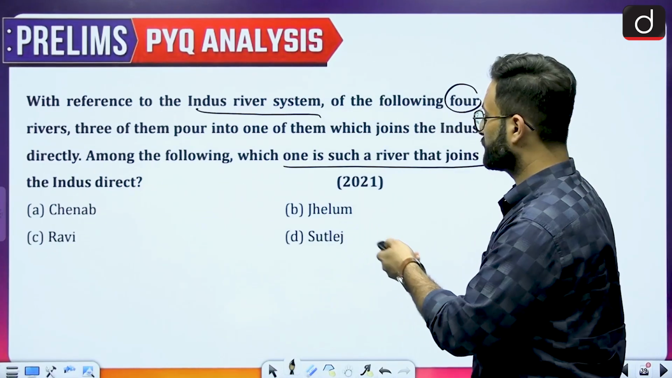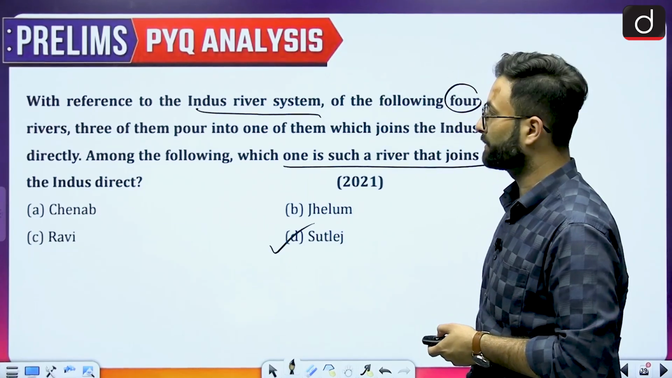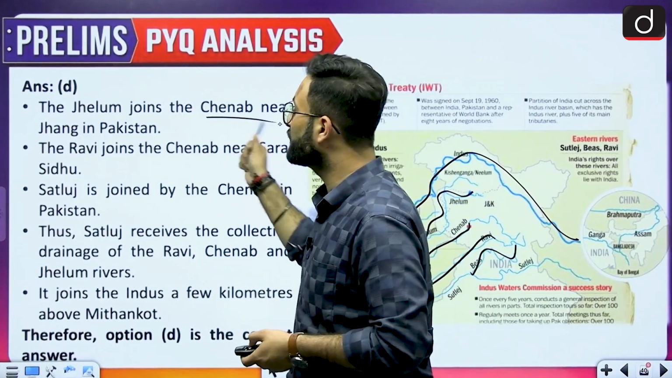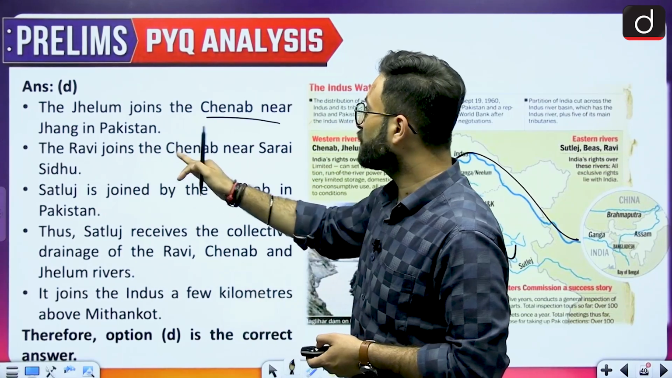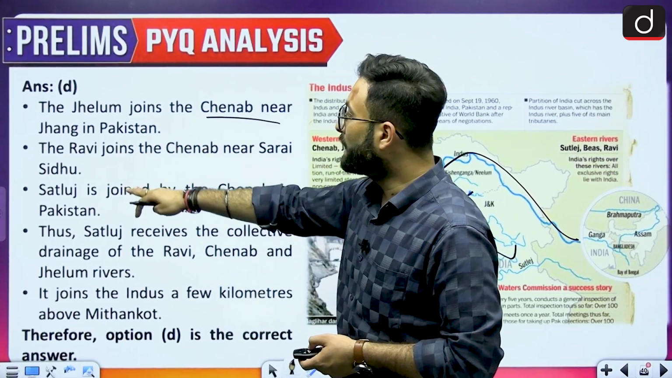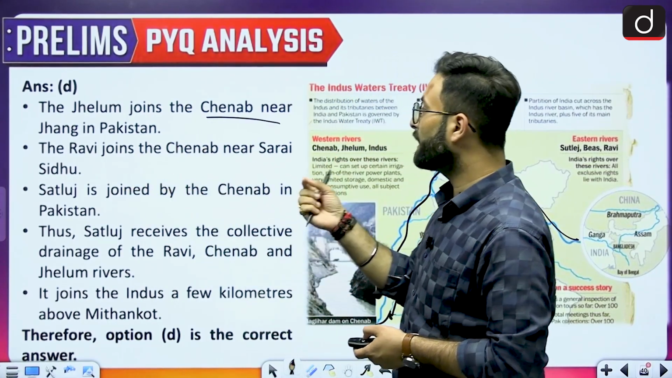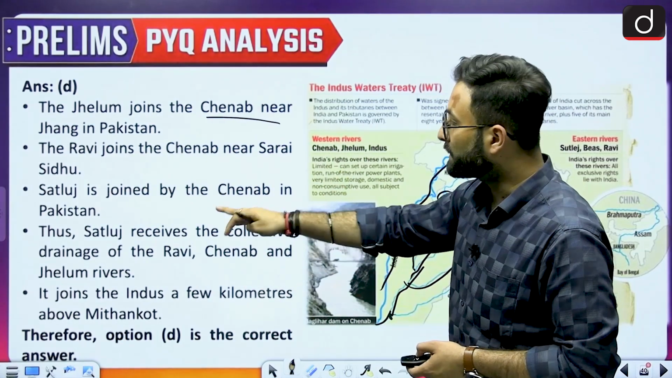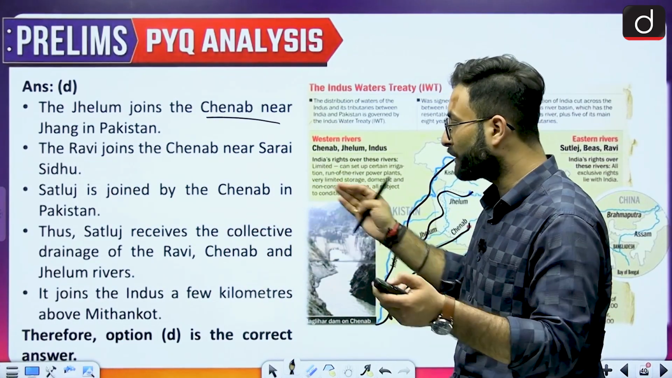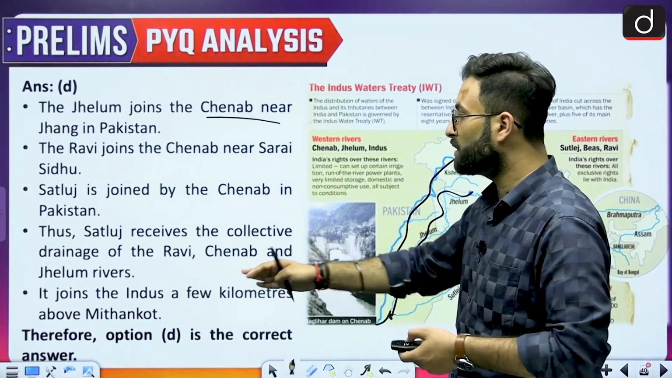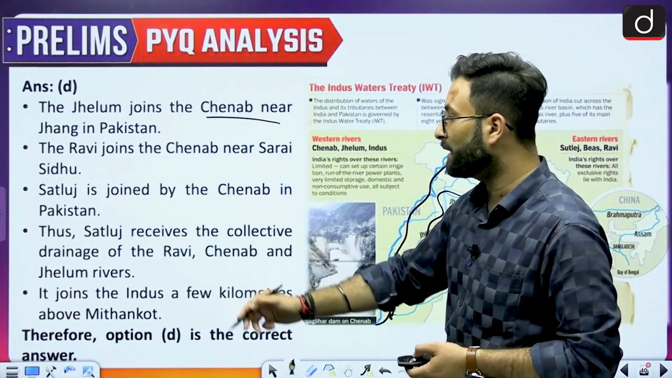So here you can see option D, Satluj, is the right answer. Jhelum joins the Chenab near Jhang in Pakistan. Ravi joins the Chenab near Sarai Sidhu. Then coming to the next one, Satluj is joined by the Chenab river in Pakistan. Then Satluj receives the collective drainage of the Ravi, Chenab and Jhelum rivers and joins the Indus a few kilometers after Mithankot.